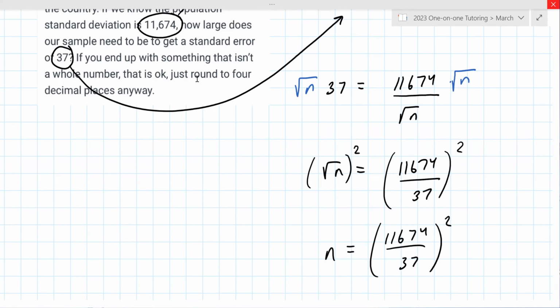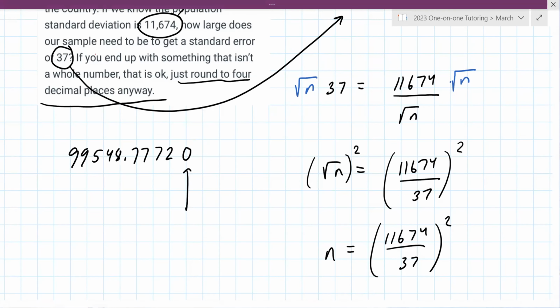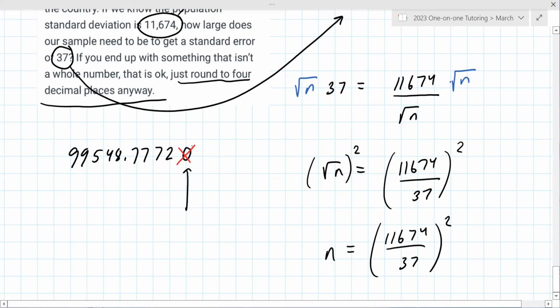I got 99548.77. Okay, so here it says to round to 4 decimal places. So you have to go to that 5th decimal place and check it. Yeah, so I've got, like you said, 99548.77720. Because that 5th decimal is between 0 and 4, you just get rid of it. If it were 5 to 9, you would round up. Perfect.